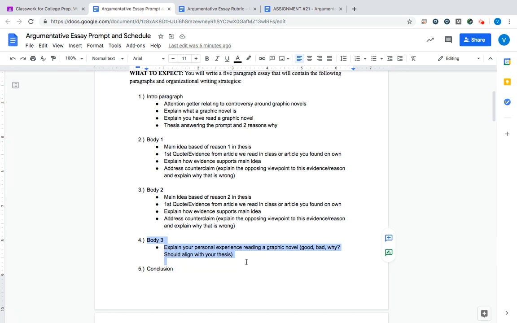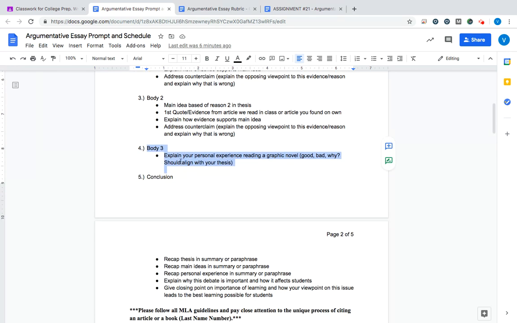So you shouldn't say that graphic novels should not be allowed in schools, and then in your third body paragraph here where you talk about your experience, be like, oh my gosh, this is my favorite book I ever read. I wish I could do this again. You would obviously want that to match up with your experience. So you kind of want to portray your experience either in a positive way if you think they should be used, or more likely a negative way if you don't think they should be used, depending on your viewpoint here.